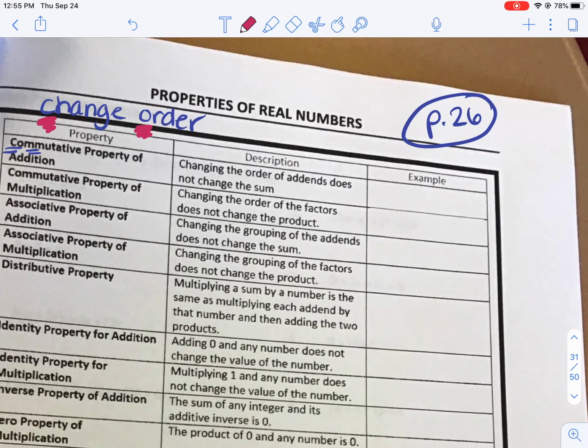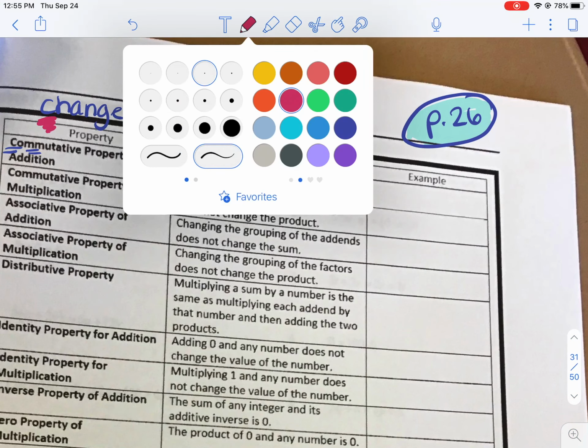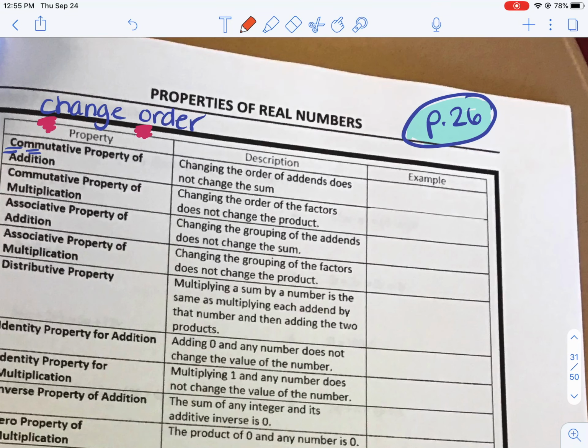So we are going to turn to page 26 in our packet. Please make sure you're following along by writing these notes with us so that we can ask for a picture of them, or you can show us that you're following along.